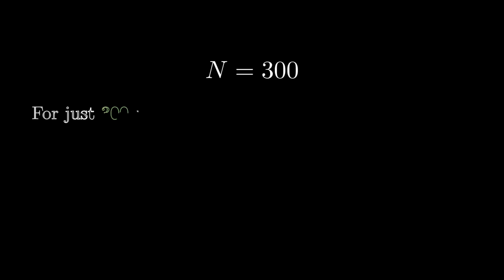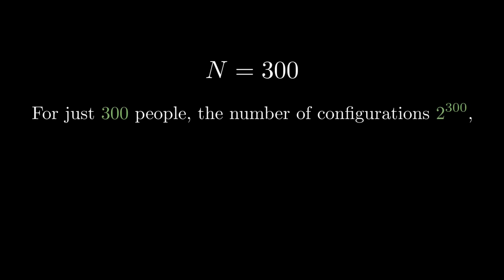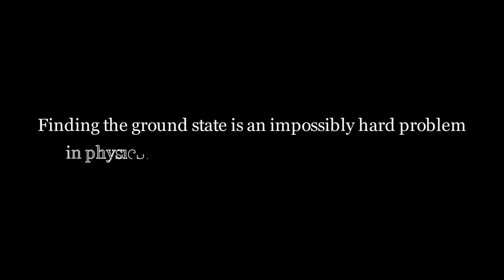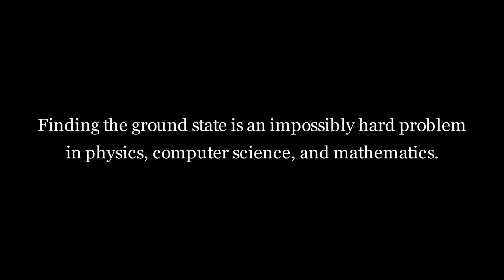To put this in perspective, for a system of just 300 people, the number of possible configurations, 2 to the power of 300, is a number so vast that it's greater than the estimated number of atoms in the entire known universe. So simply checking every possibility is not just slow. For any reasonably sized problem, it's physically impossible. This is what makes finding the ground state of these systems such a profoundly difficult and deeply interesting problem in physics, computer science, and mathematics.